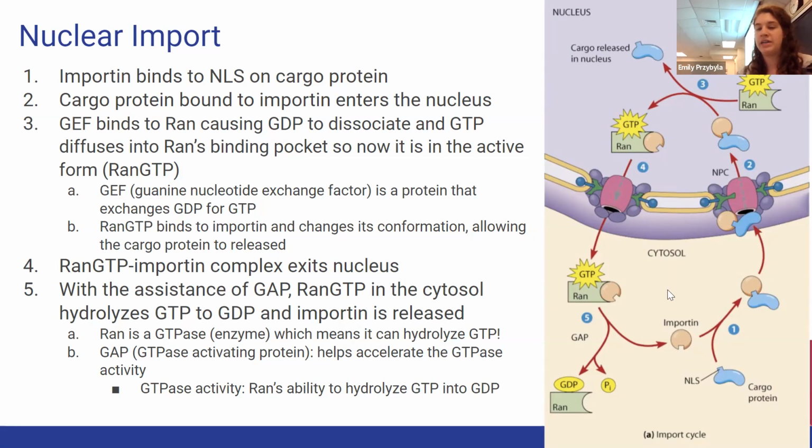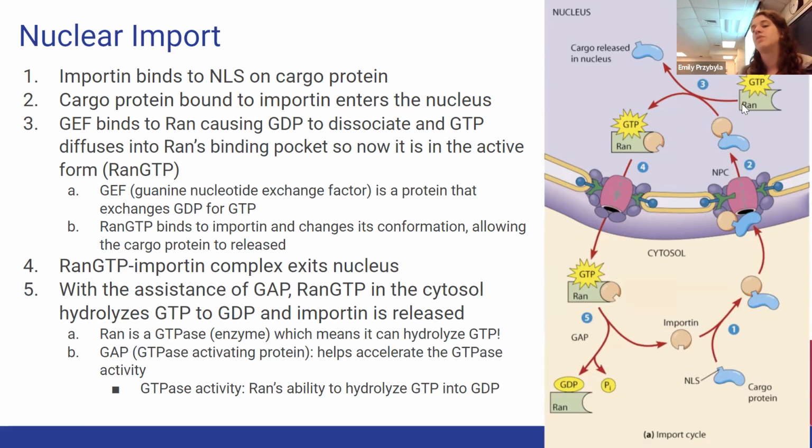So nuclear import, this schematic is your best friend in this. Step one is down here. We have importin. Importin is a protein and it binds our cargo protein that has a nuclear localization sequence, that's our NLS. So importin binds that, and then it is a bound complex. When it is bound to importin, it can enter the nucleus through a nuclear pore complex. Importin can go through when bound to cargo.